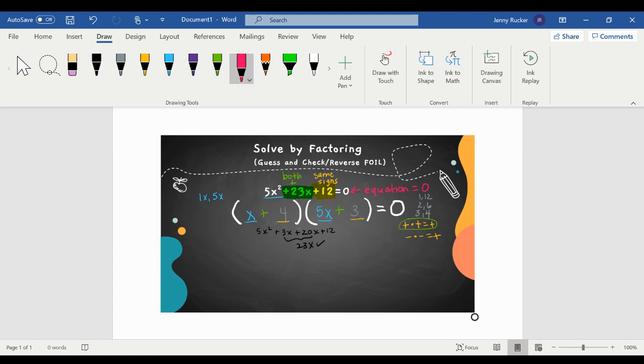Now we'll apply the zero product property. So we'll say x plus 4 is equal to 0, or 5x plus 3 is equal to 0. Let's solve x plus 4 equals 0 by subtracting 4. That will give us x is negative 4. Let's solve 5x plus 3 equals 0 by subtracting 3. That leaves 5x equals negative 3. Divide by 5, and we get x is equal to negative 3/5. So we ended up with two solutions, x equals negative 4 and x equals negative 3/5.